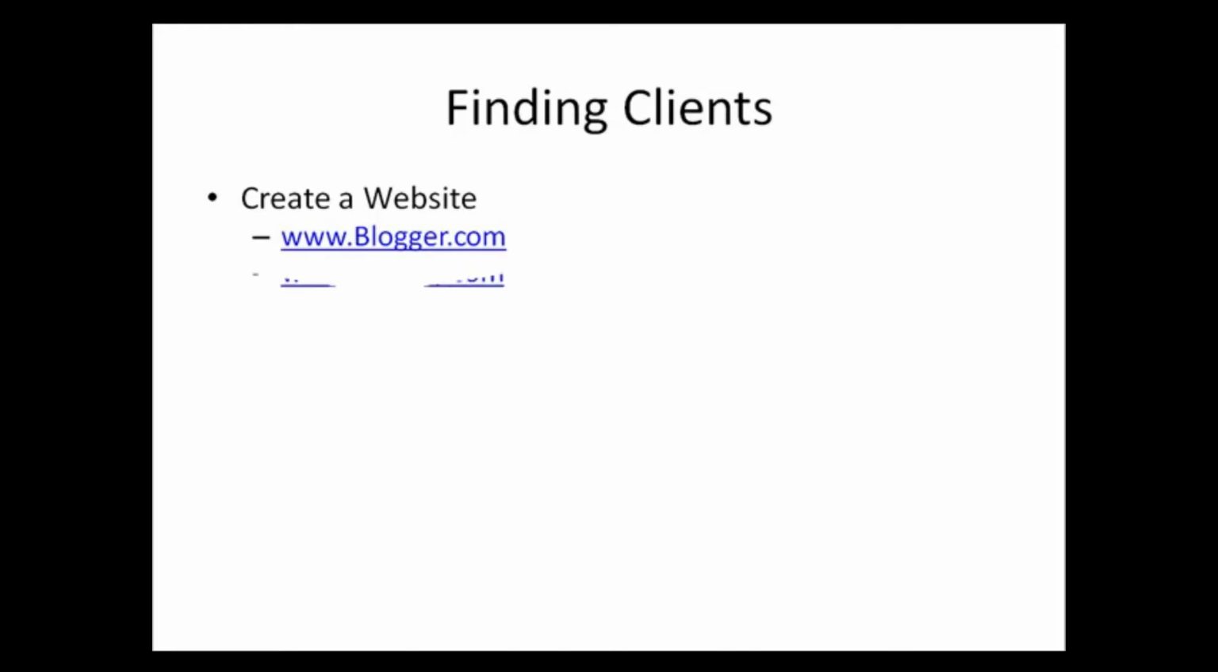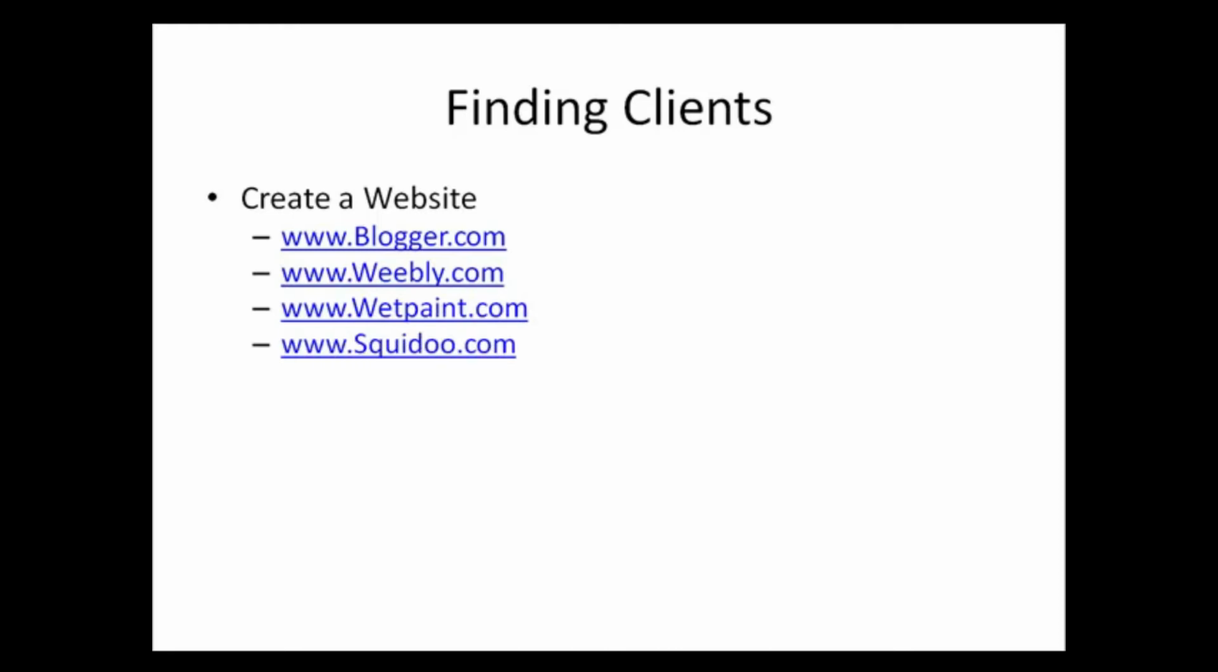You could just use WordPress if you want to use your own domain. You could use blogger.com, weebly.com, wetpaint.com. Another one is squidoo.com. It creates just a page for you. It's on a website. Weebly and Wetpaint, they'll create entire websites.